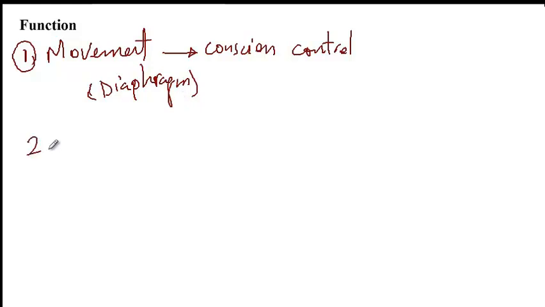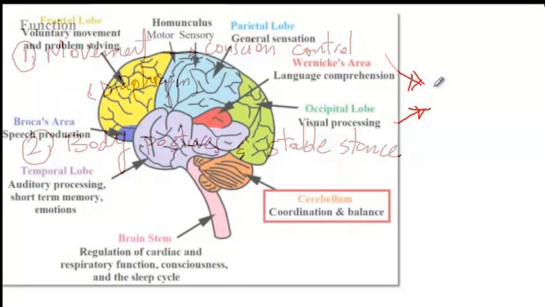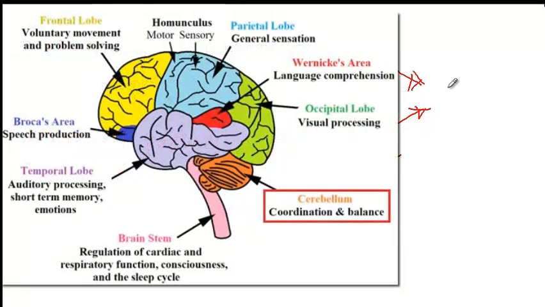The other function of skeletal muscles is to help with maintaining body postures and to provide a stable stance during different activities, like for instance running or walking. Now let me ask you a question. What part of the brain is required for coordination of movements as well as balance? So the coordination of muscle movements and balance are performed by the cerebellum.